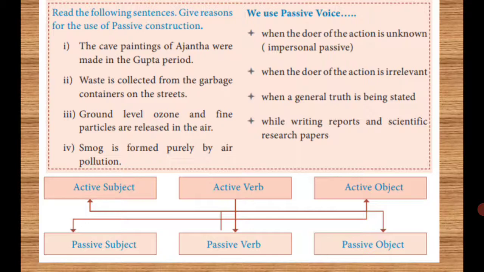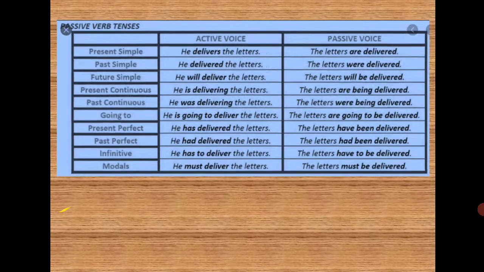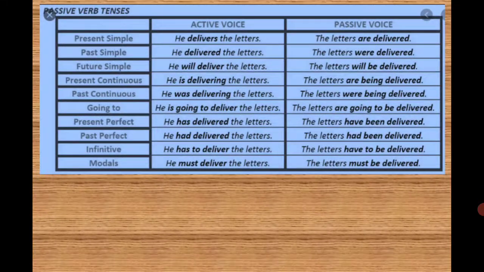Okay, I hope you understand. These are some examples of how to change active voice into passive voice. Present simple: the verb is delivers. Because the subject is plural, it is not "is delivered", it is "are delivered". But look at the past simple: he delivered the letters. What auxiliary verb is used, was or were? It's were, because the subject is plural. So the letters were delivered by him.